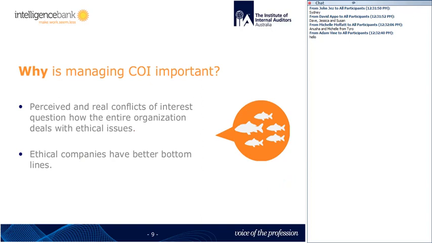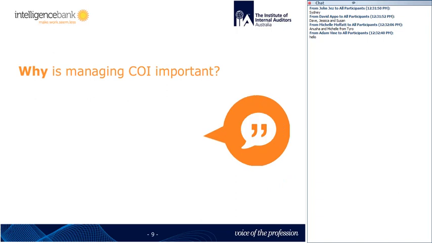Why is managing conflict of interest important? So I guess there are two issues. One is whether it's perceived or a real conflict, which basically impacts how the entire organization deals with ethical issues. That's the first thing. And then there's been stats proven that ethical companies have better bottom line, so it's actually better for everyone.